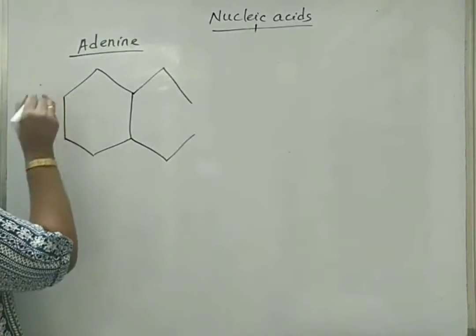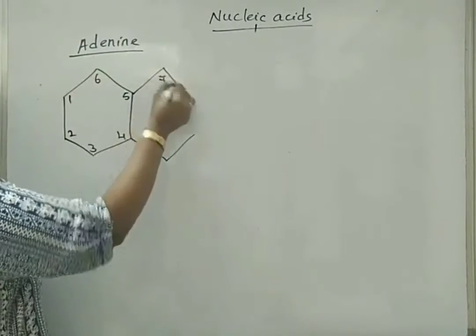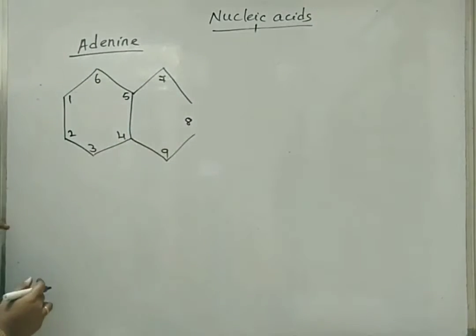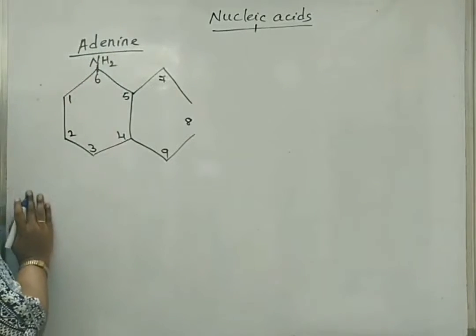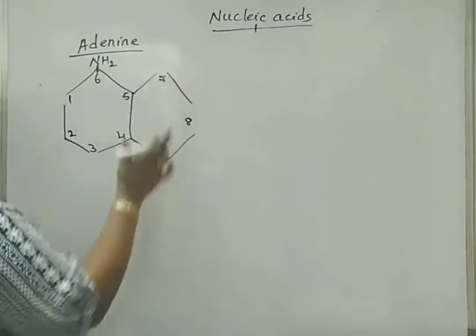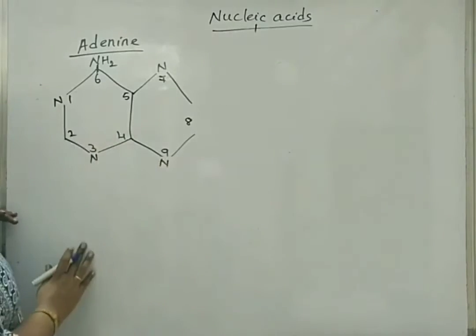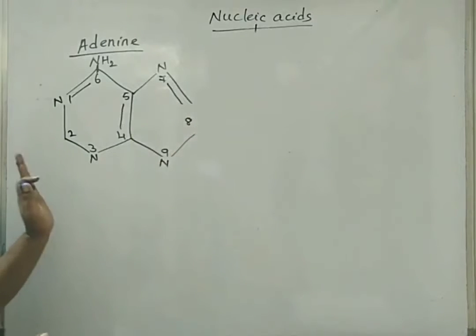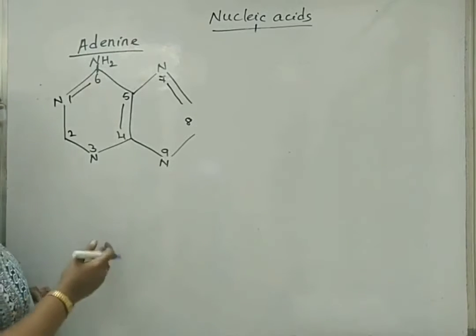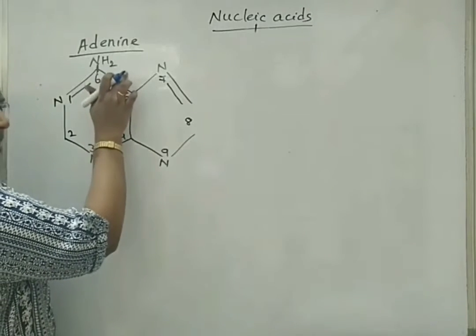The positions must be given as 1st carbon, 2nd, 3rd, 4th, 5th and 6th, 7th, 8th and 9th positions. In case of adenine, at the 6th carbon there is an amino group, and at 1st, 3rd, 7th, 9th there will be nitrogen atoms. I am not mentioning all the double bonds here perfectly balanced, because in biology we need just the functional groups present in adenine or guanine, like that of purines or pyrimidines. So adenine has an amino group at its 6th carbon position.